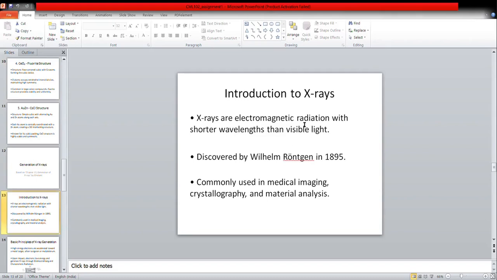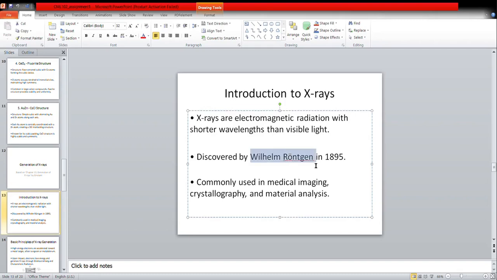So X-rays are electromagnetic radiation with shorter wavelength than visible light. If we see the spectrum of light, we observe that X-rays are among those radiations which have the smallest wavelengths. Radio waves have even longer wavelengths, but X-rays have smaller wavelengths when compared to visible light. They were discovered by the German scientist Wilhelm Röntgen in 1895.